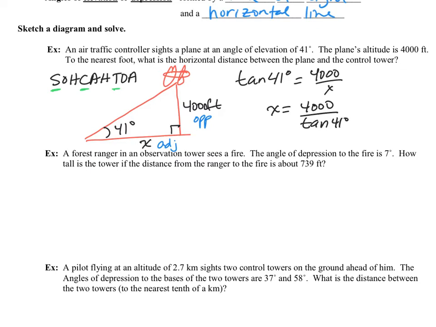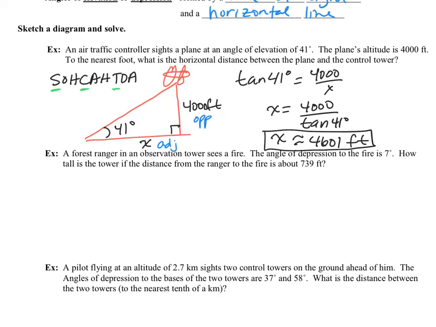At this point, you'd grab a calculator. Make sure that the calculator is in degree mode, and then you take 4,000 and divide it by the tangent of 41 degrees. Now you'll notice it says to the nearest foot, so when you get your answer, make sure you round it to the nearest foot. And so our answer would be x is approximately 4,601 feet. All right, and that's our first example.